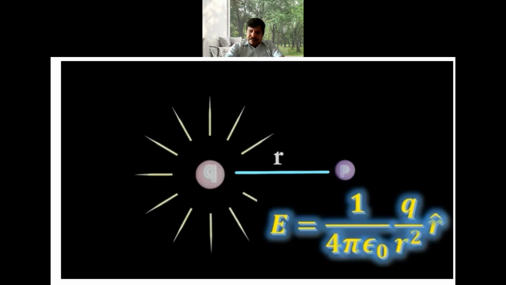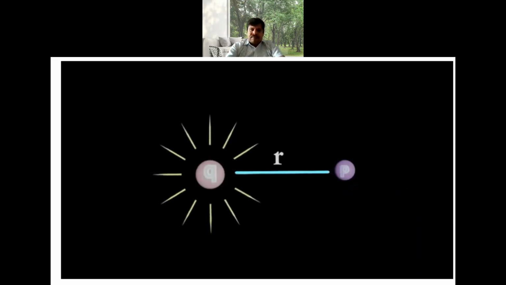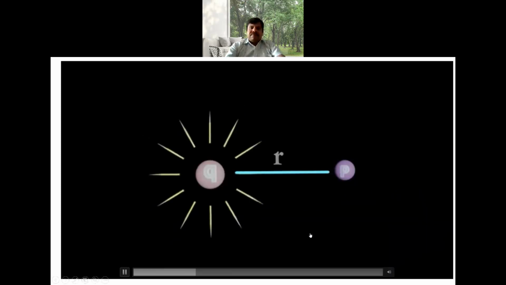The electric field at a point P at a distance r from charge q is equal to 1 over 4 pi epsilon naught, q divided by r square, into r unit vector, where q is the charge and r is the distance of separation between the charge q and point P.